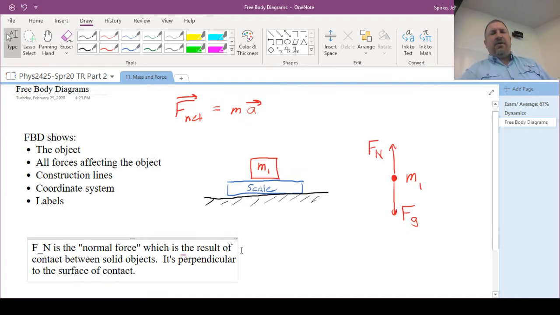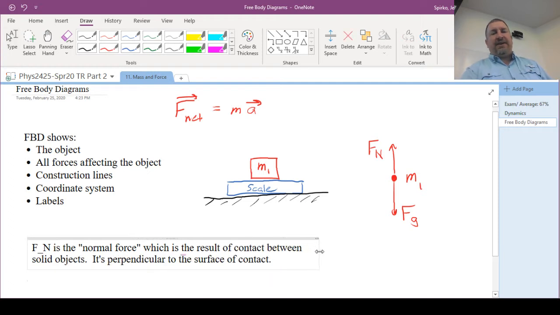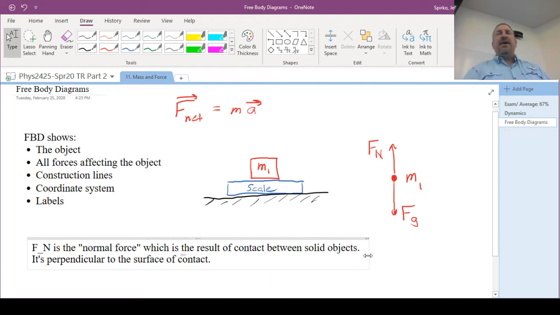And the reason it's called a normal force is because one of the definitions of normal in mathematics is perpendicular, and this normal force is perpendicular to the surface of contact.